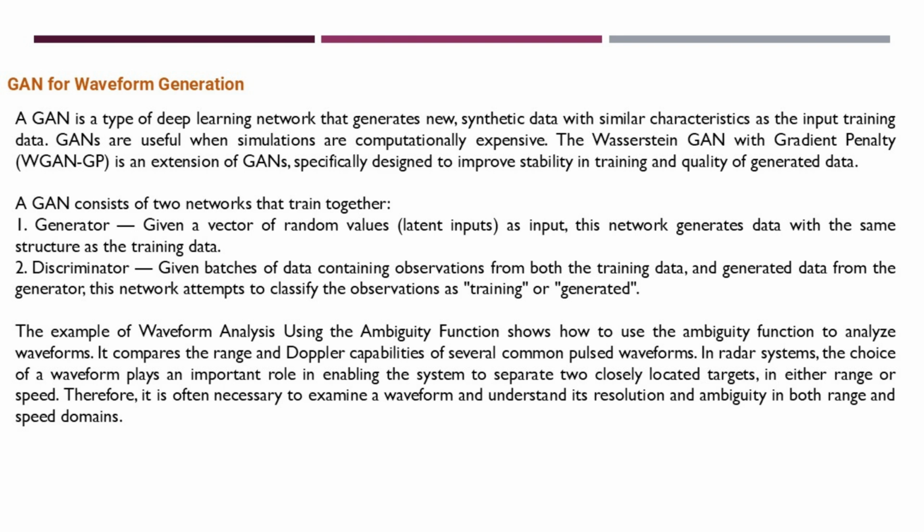A GAN consists of two networks. The generator takes random inputs and creates synthetic data, waveforms, similar to the training data. The discriminator tries to classify whether the input is a real training waveform or one generated by the generator. For radar systems, the ambiguity function is crucial. It helps us evaluate a waveform's ability to detect objects by separating targets based on range and speed. This function ensures the new waveforms generated by the GAN have similar range and Doppler capabilities to existing ones, helping radar systems distinguish closely located targets efficiently.